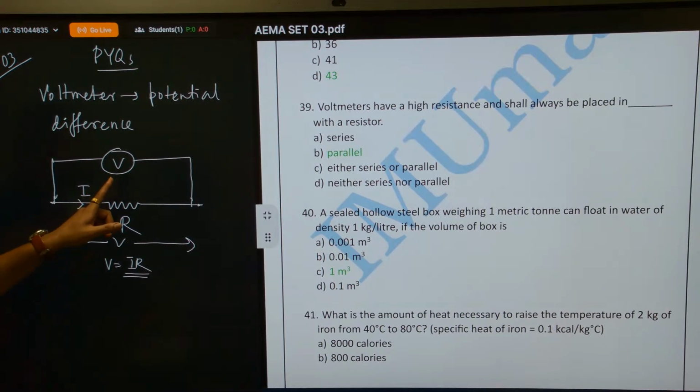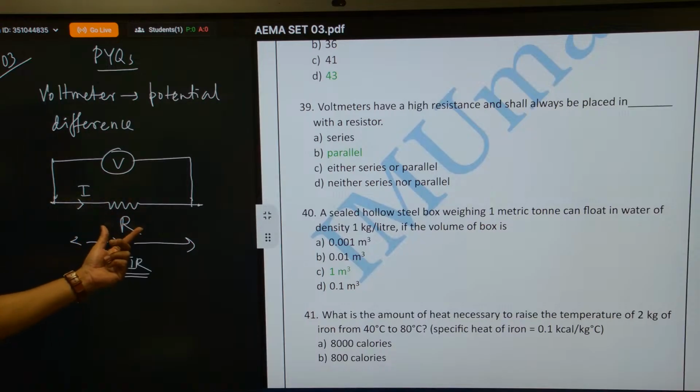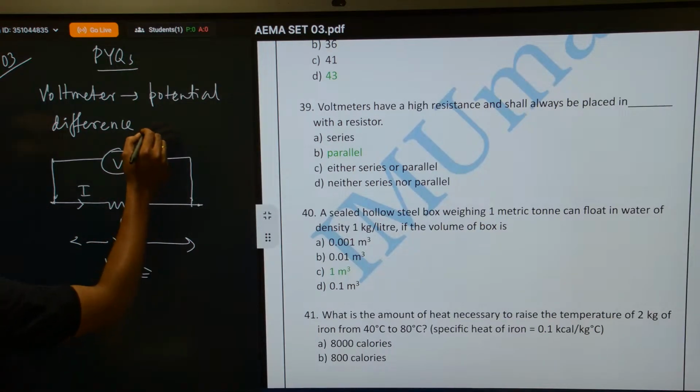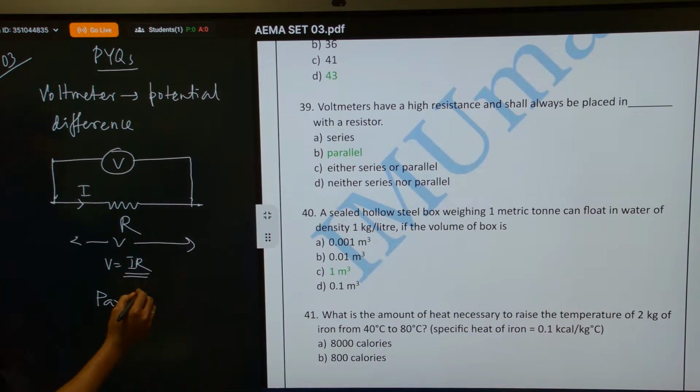Now, if the voltmeter has low resistance, it will draw much of the current, just like a shunt. I would not like the current to pass through the voltmeter. For that reason, the voltmeter resistance is very high. And which path does current choose? The least resistance path. So a voltmeter having high resistance will take very little current, and maximum current will pass through this external resistance. So it is always connected in parallel.